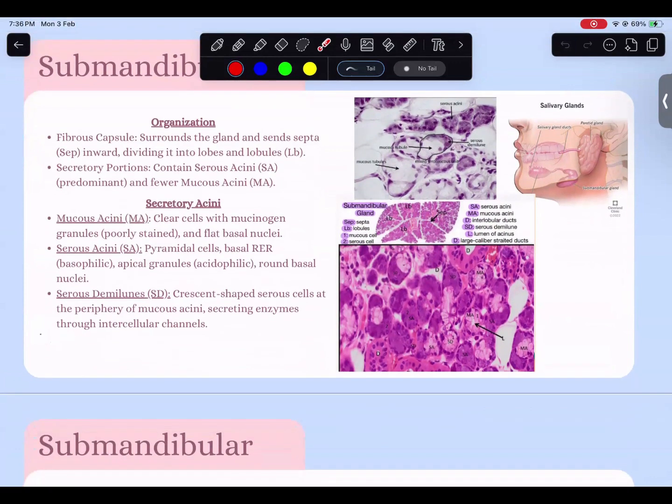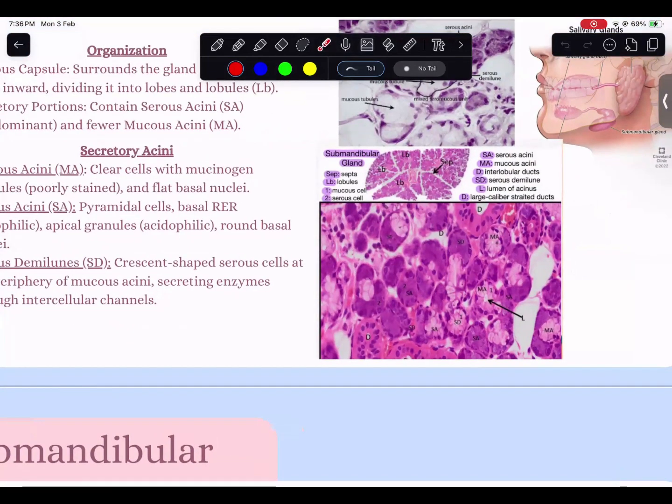So when you look at the histology slide for the submandibular gland, you're going to find 3 different types of structures. First one is going to be the mucus acini, which is going to appear pink, which is going to release mucus. And then you're going to find, let me find a serous acini. So this is going to be the serous acini. The purple is going to be the serous acini. Pink one is going to be the mucus acini.